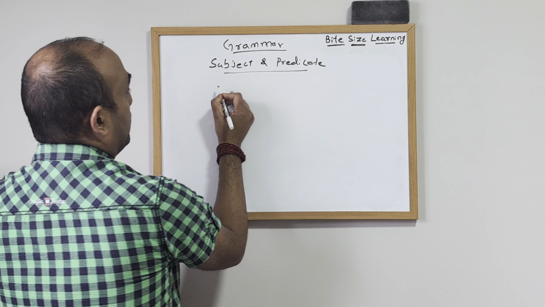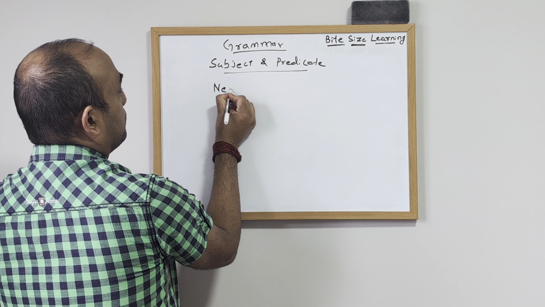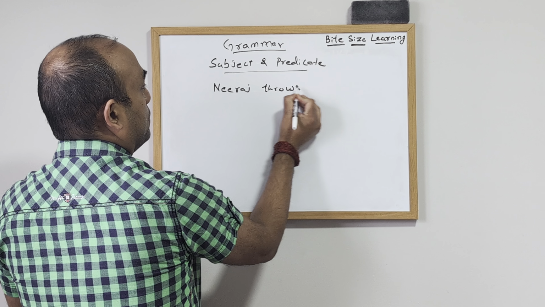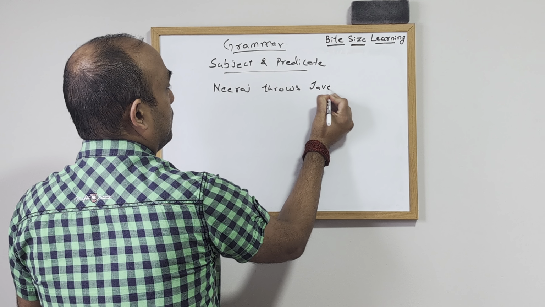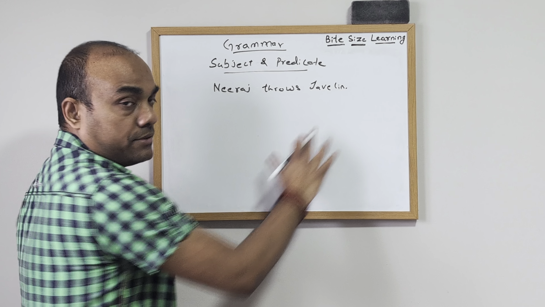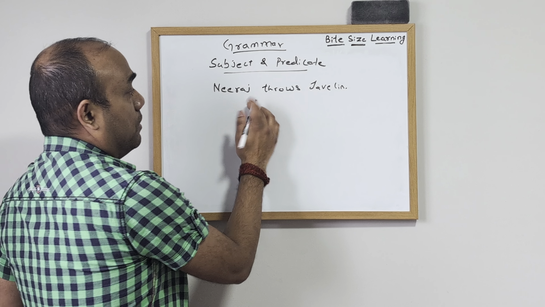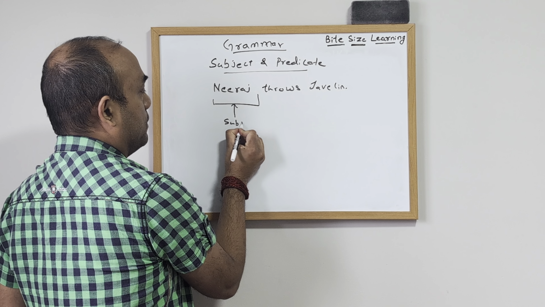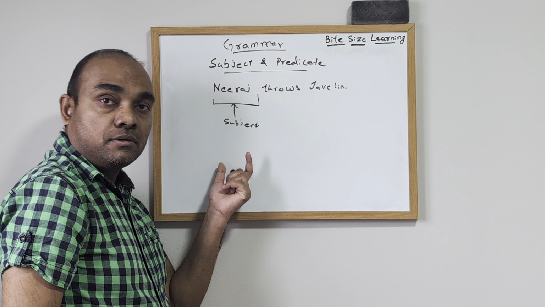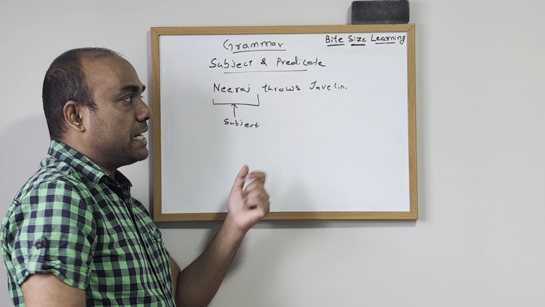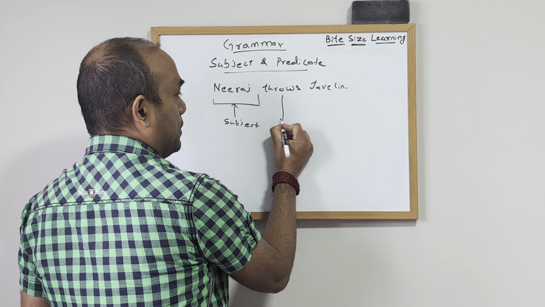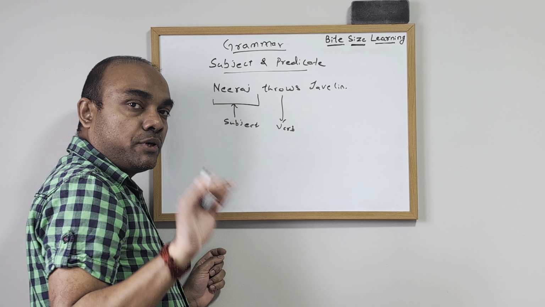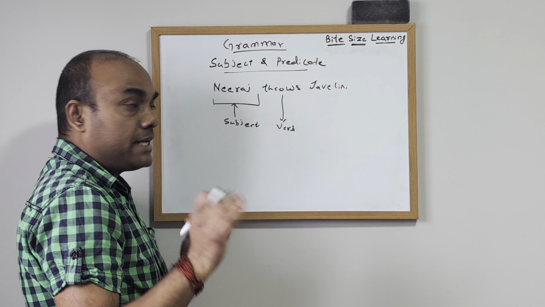So now let's say, Neeraj throws javelin, right? This is a sentence, right? Now if you divide this portion, Neeraj is the subject. He is the person who is doing the activity. What is the activity he is doing? Throwing. This is verb. So we'll talk about verb in the later lectures, but just for you to understand now, this is verb. Throwing is an activity.